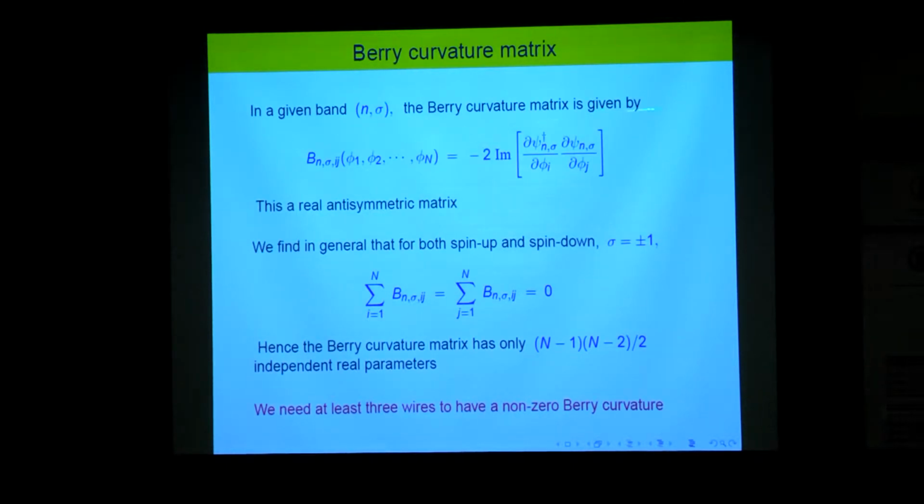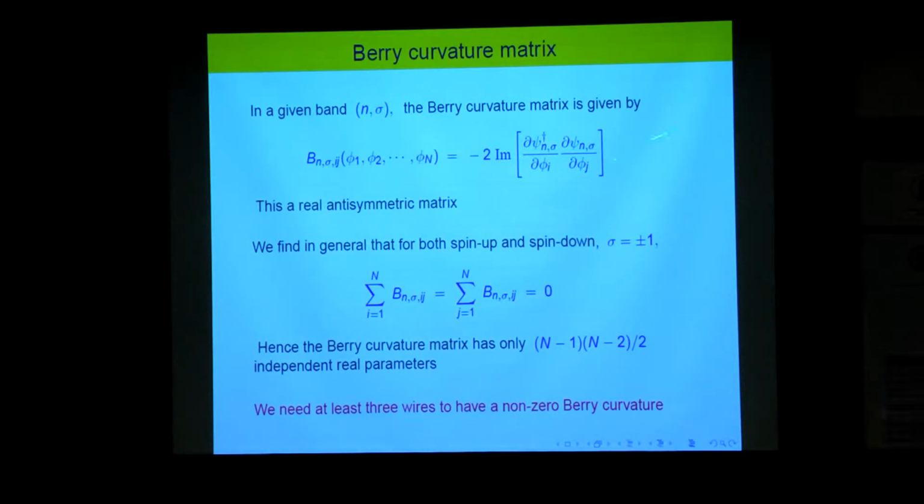So in a given band, the Berry curvature matrix is given by this. This is a real antisymmetric matrix. The assumption is that the bands don't overlap, that's right. They are separated from each other by gaps. Yeah, I'll show you some pictures of that.